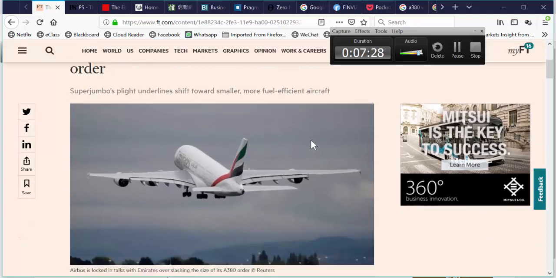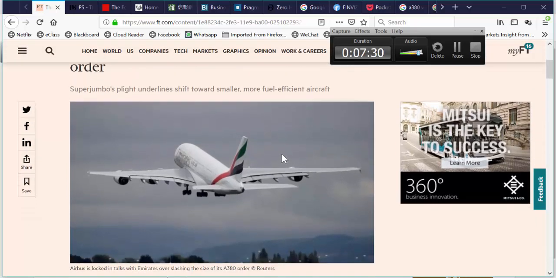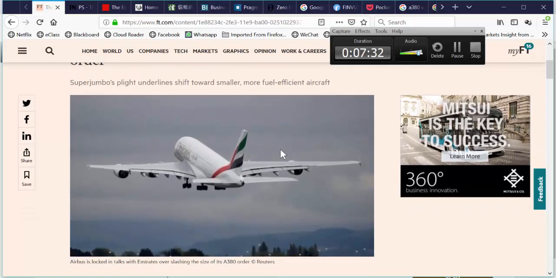So what are they doing? Okay, there's a sub-headline: Super Jumbo's plight. Plight means difficulties. Underline shift towards smaller, more fuel-efficient aircraft. So essentially, airlines are basically gravitating towards smaller aircraft instead.